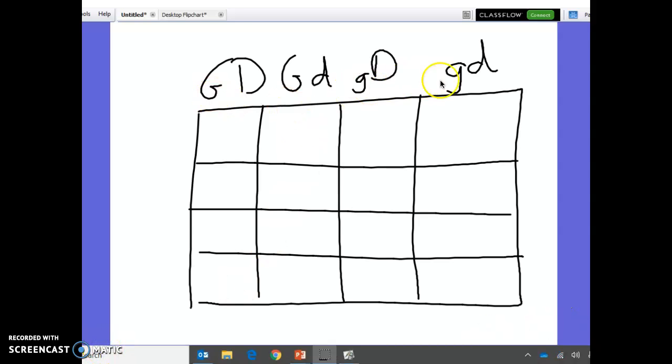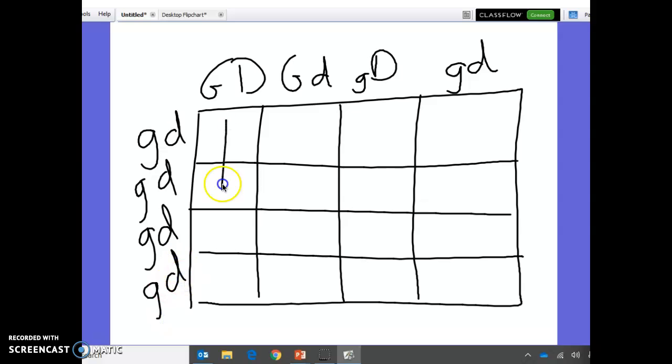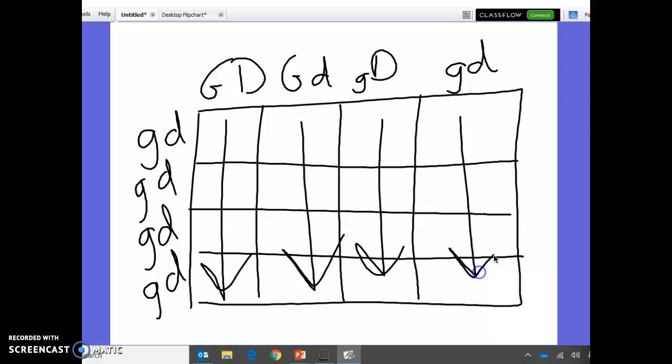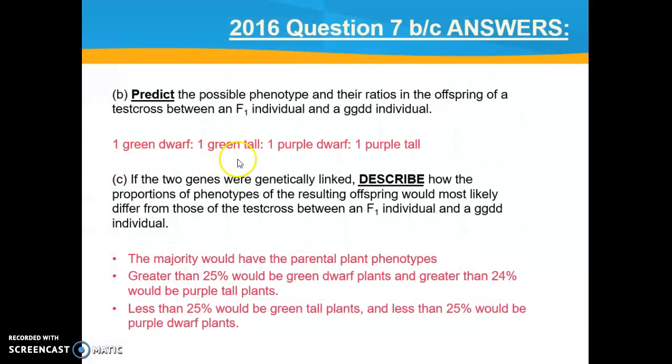Here we have our F1 parent that we FOILed out, and then they tell us we're doing a test cross with a completely homozygous recessive. So you could take the time and write all of those gametes out, but what do you notice? What are we going to get? All of these are going to be the same, all of these are going to be the same, and so on. And that's where they got these ratios for part B.